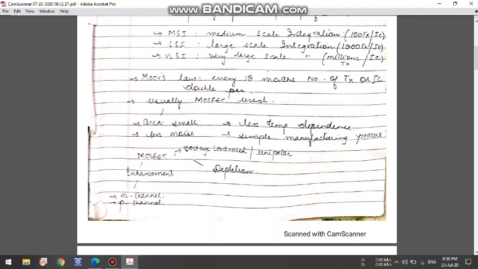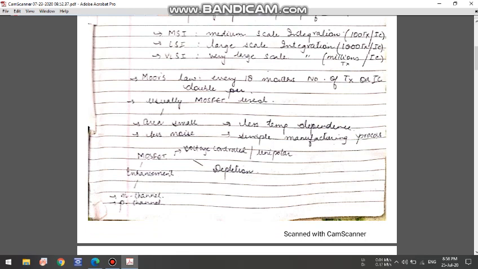Now in VLSI design, the device of choice is MOSFET. MOSFET is the device that we usually use for our VLSI design. And MOSFET, as you must know, is metal oxide semiconductor field effect transistor. This is something that you must have read earlier.